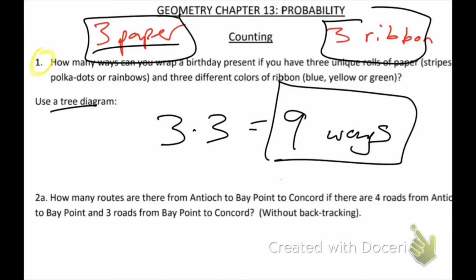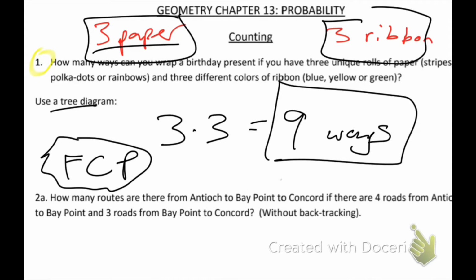So you can kind of see all the different routes you could take to find the solution, but multiplying together using the fundamental counting principle, FCP, you just multiply everything together and you get the same solution. Question 2, how many routes are there from Antioch to Bay Point to Concord, if there are 4 roads from Antioch to Bay Point and 3 roads from Bay Point to Concord without backtracking?